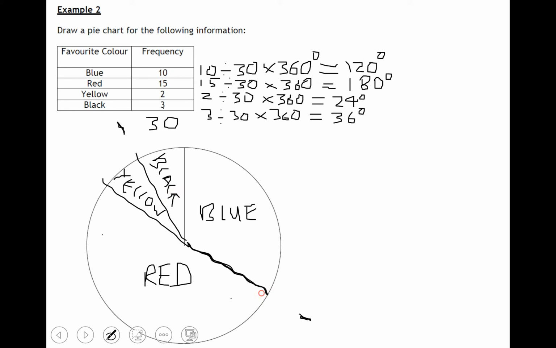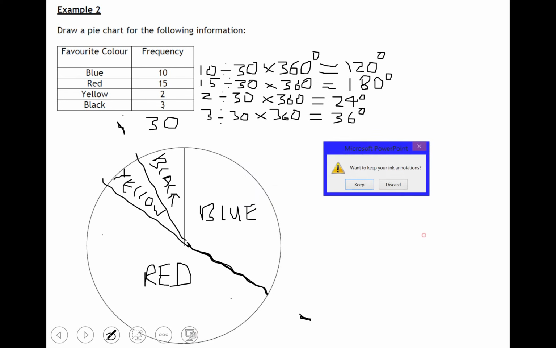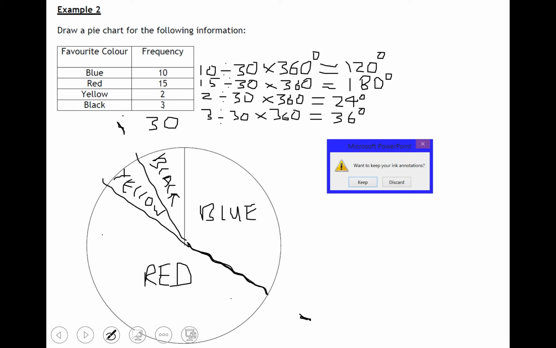And to check that you've done it correctly, you would measure that last black segment to see if the angle gives us the 36 degrees that it should. Now, because mine has not been drawn as accurately as it would be on paper, mine is out. So you want to do it on paper more accurately than I've been able to do there.